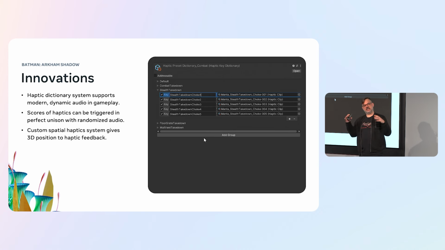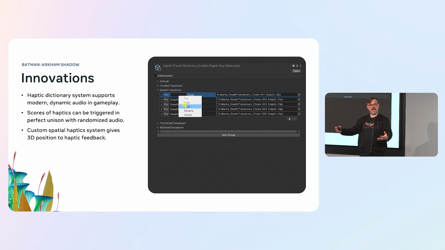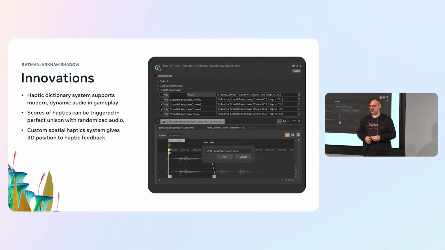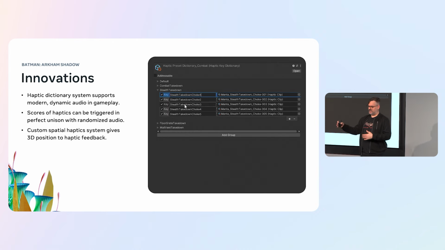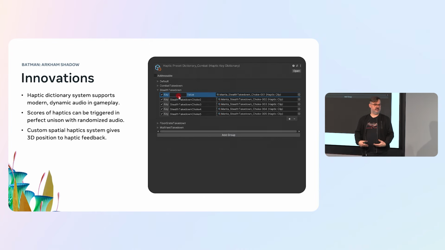That means we can have extremely complex audio systems that are supported by extremely complex haptic systems, and the player will feel it as one experience. Our system also supports spatial haptics, which provides a world position for haptics in 3D. This means that an explosion that's at a distance will feel weaker than an explosion that's at your feet.